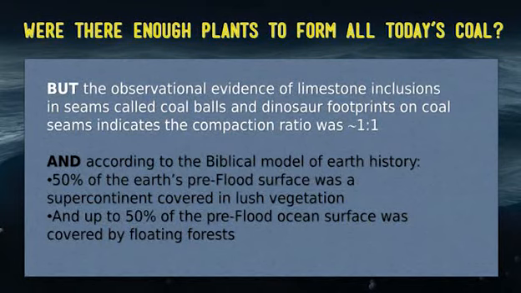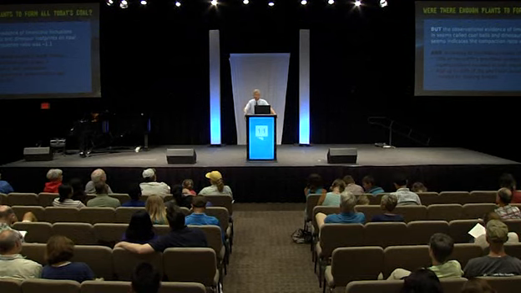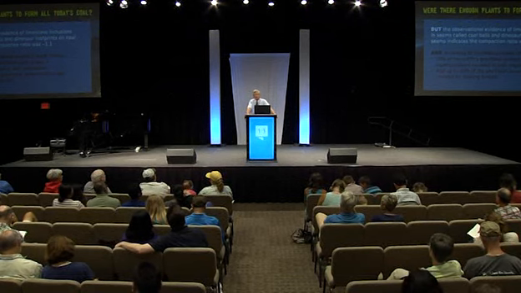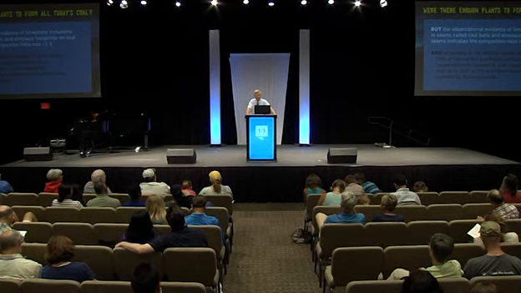If you want 10 to 1, we've reduced it now by that fraction. We've reduced it by 90%, the amount of vegetation we need. Then according to the biblical model of Earth history, probably 50% of the Earth's pre-flood surface was a supercontinent, all covered in lush vegetation. Not half, all. In other words, there weren't deserts like we have today.